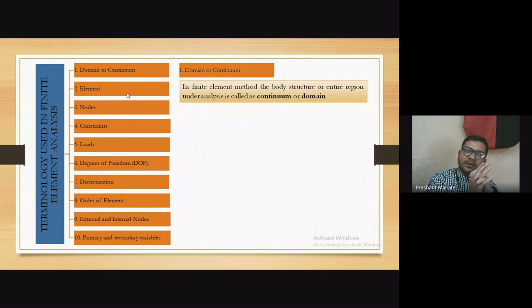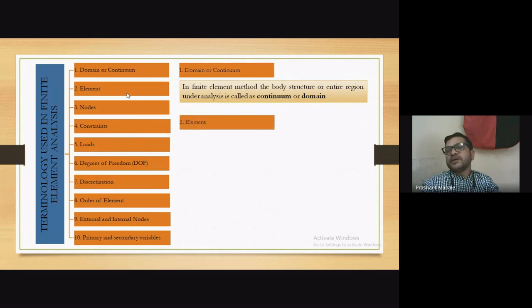Whenever this term, continuum or domain, is discussed in the coming sessions, the meaning will be the region under analysis. This is the general definition of that. So in our analysis, the body part, the whole part, we are going to call our domain.